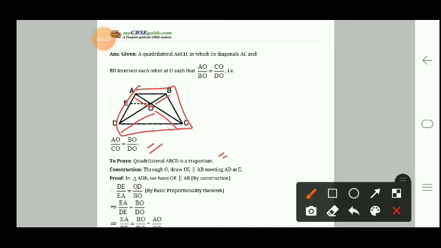Now we have to prove that it is a trapezium. It is actually the converse of what we did in the previous question. It means if we have to show it is a trapezium, we need to show that AB is parallel to DC, because one pair of the sides should be parallel. So we are again drawing a line OE parallel to AB meeting AD at E, as we can see here in the construction.